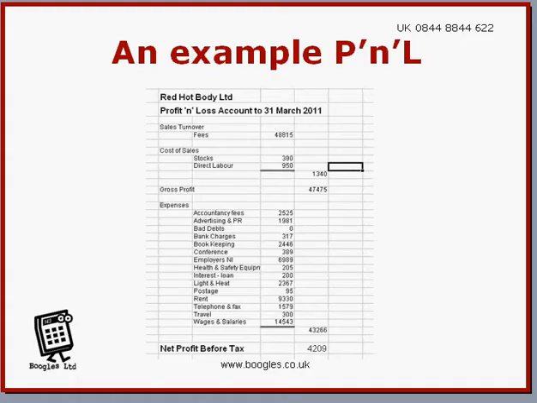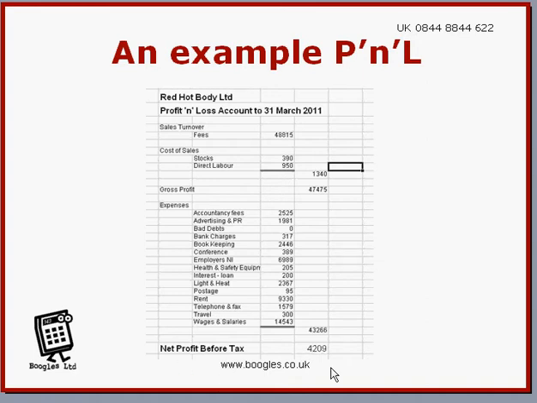Okay, so in this example profit and loss, what we can see is the sales turnover. Then we take off what's called the cost of sales. So this is the direct cost of getting that product or service into production. So that might be stocks, direct labor costs. You take off the cost of sales from the sales turnover, you're left with the gross profit. Then you take off the expenses and you're left with the net profit before tax.